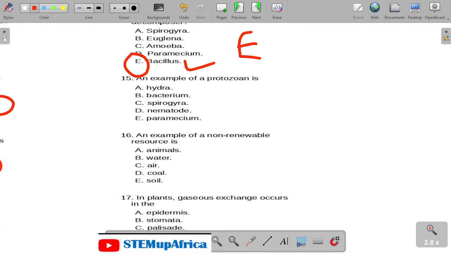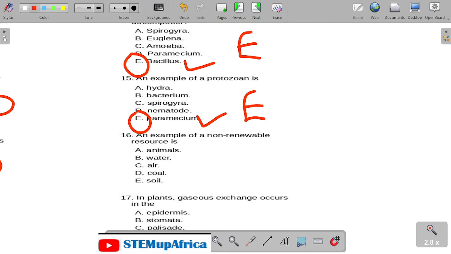Then number 15. Example of a protozoa is what? If you go to multicellular and unicellular cell, you realize that the paramecium is an example of a protozoa. Then number 16.